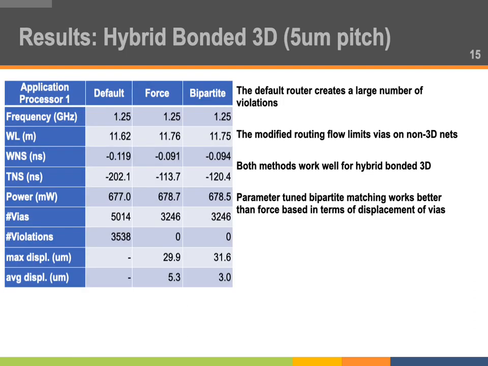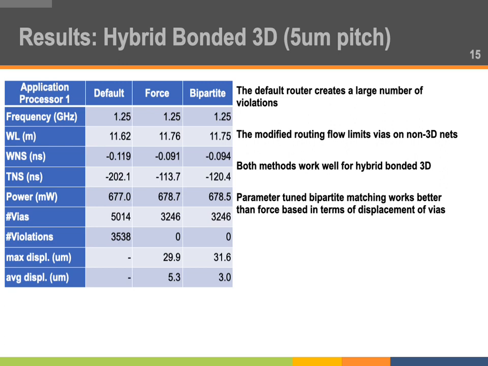And when we look at the PPA results, the following table shows the results of via legalization methods in terms of design QoR. The default design has almost 5,000 vias, and of these 5,000 vias, there are almost 3,500 violations, which is quite a lot. But once we use either force-based or bipartite-based legalization, all the violations disappear.